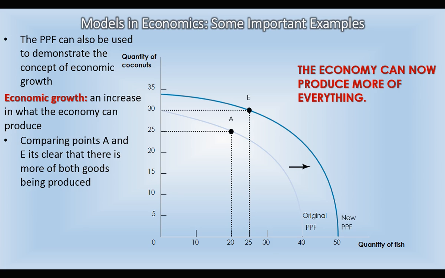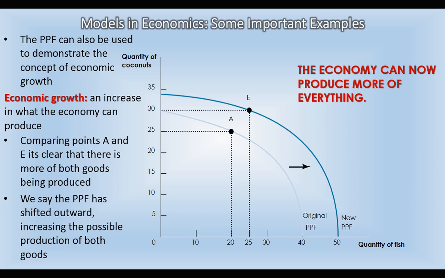So again, comparing points A and E, it's clear that there's more of both goods being produced. So we say the PPF has shifted outward, increasing the possible production of both goods.